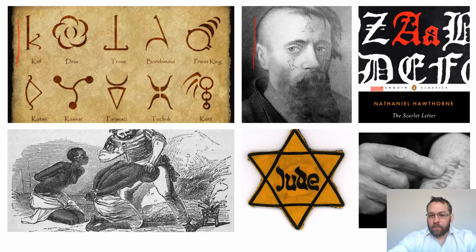Over here, this is probably an overseer as opposed to a slave master, but this person is marking slaves, right, in the United States, branding them to let you know that they're different or that they are owned by someone. Here we have a Jewish star.